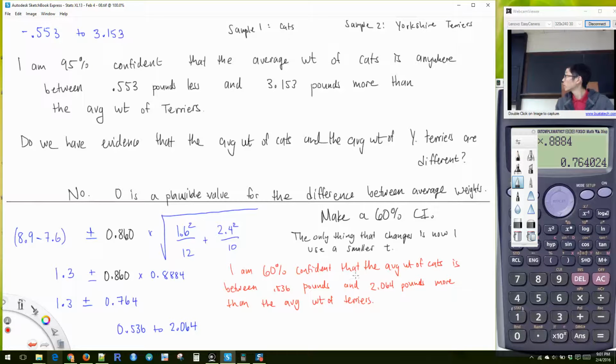Okay? So in this case, do we have evidence that the average weight of cats and the average weight of terriers are different? Yes. We would say yes. We have evidence that cats weigh more than terriers, okay? So we would say yes, we have evidence that the average weights are different, and we have evidence that cats weigh more, okay?